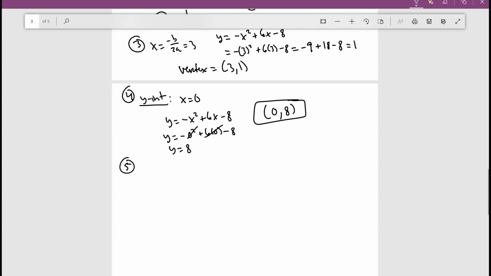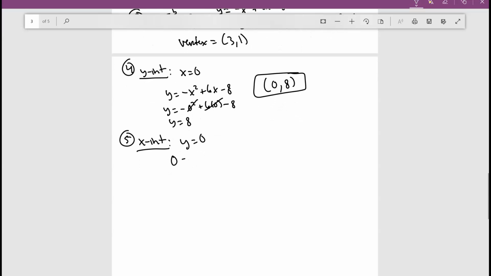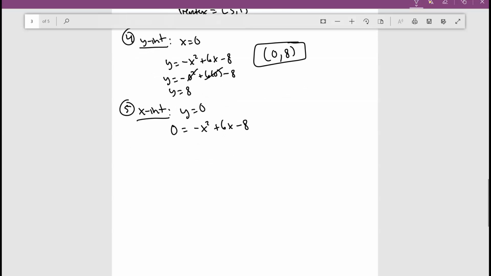And now finally, just find the x-intercepts. I find my x-intercepts by setting y equal to 0. So it's going to be 0 equals negative x squared plus 6x minus 8. One thing that you can do is use the quadratic formula if you'd like. I'm not going to do that. Instead, I'm just going to factor out a negative. x squared minus 6x plus 8. And then I'm just going to factor this.